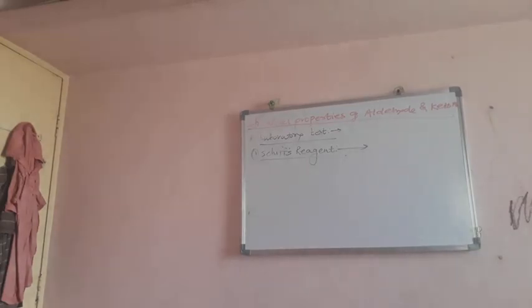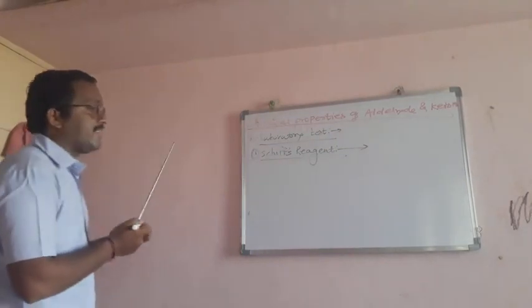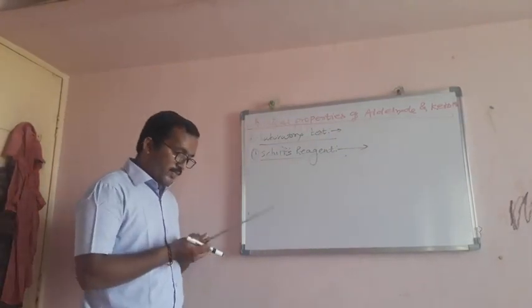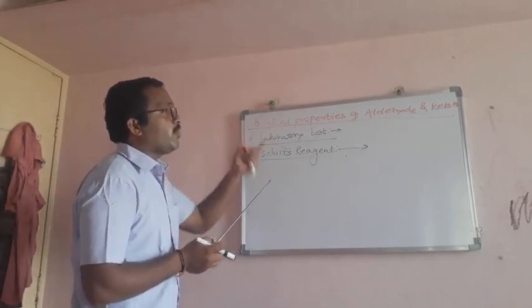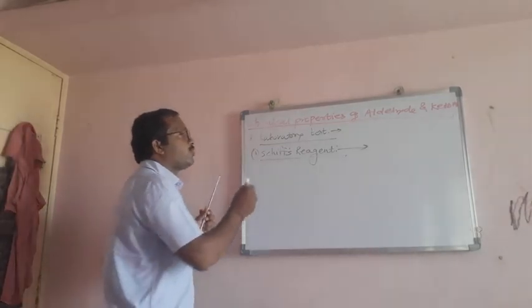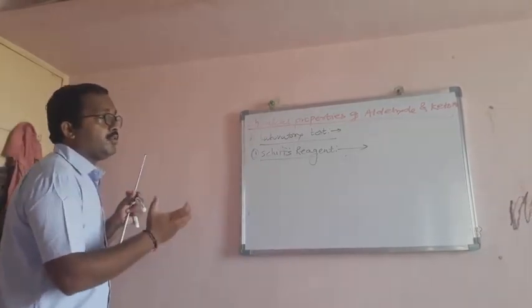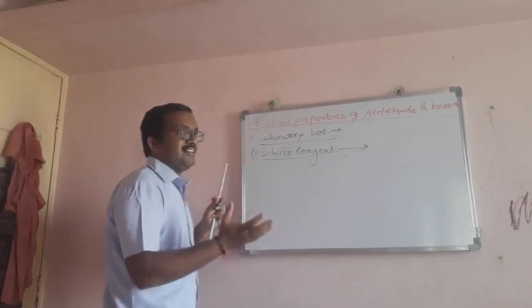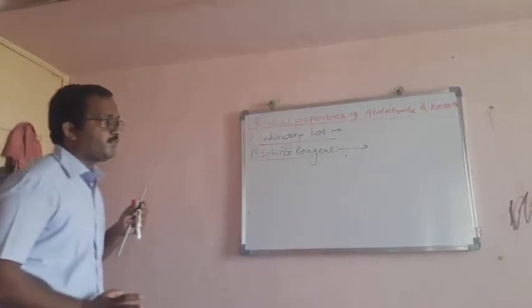Next, the chemical properties of the aldehydes and ketones. Before we see the chemical properties of aldehydes and ketones, we discuss the laboratory tests to know whether an aldehyde or a ketone is present in the compound. That is the laboratory test.